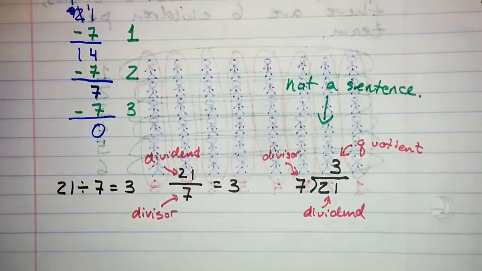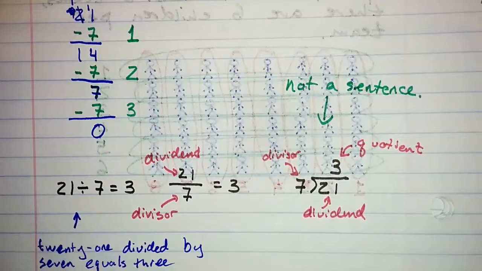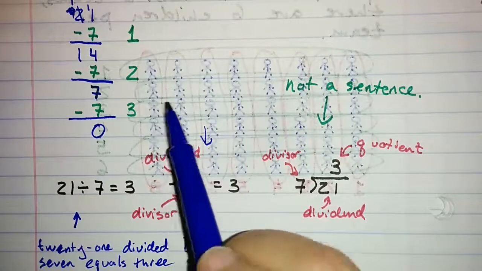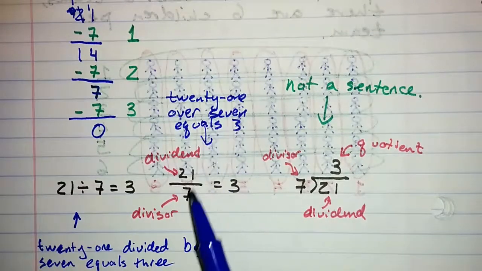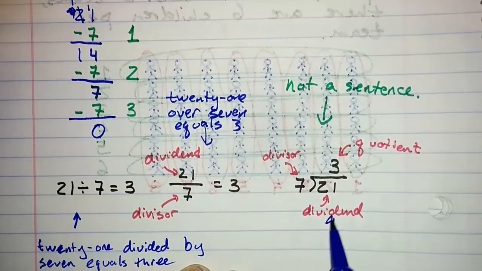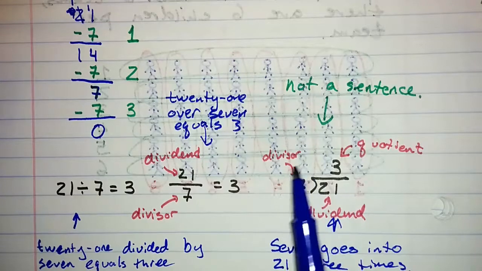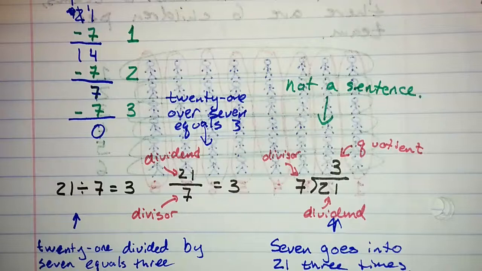And I would tend to read these in slightly different ways. I would read this sentence as 21 divided by 7 equals 3. I would tend to read this one as 21 over 7 equals 3. And I would tend to read this one as saying 7 goes into 21 3 times. I would read this as 7 goes into 21, just because the 7 is written first in the direction I'm used to reading. It's important not to read this as 7 divided by 21, because that would be the opposite order from this problem.